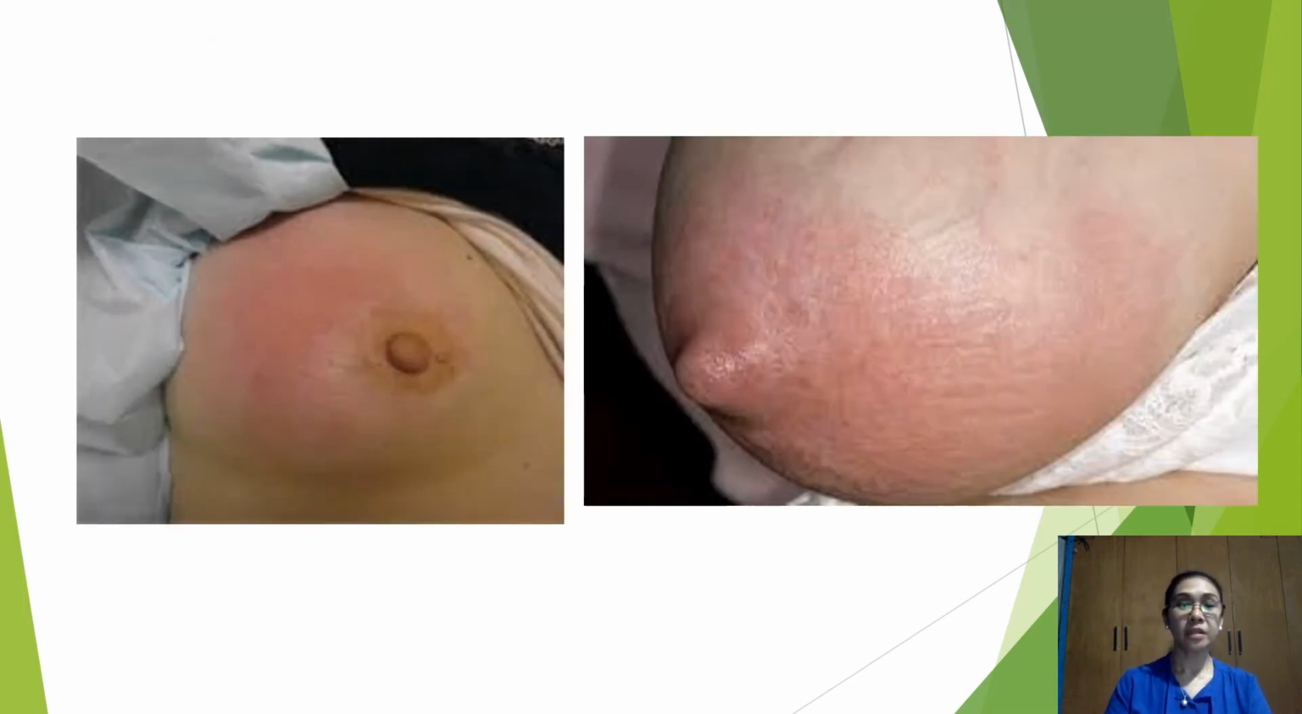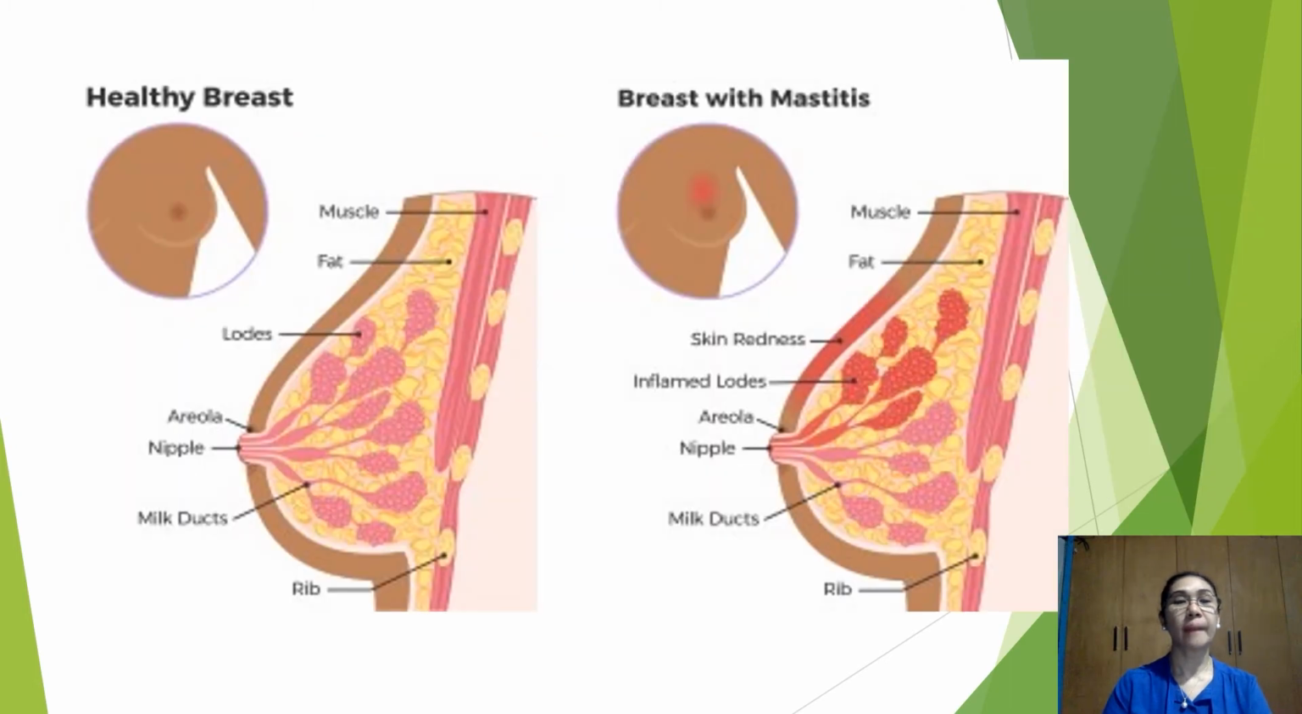This is a picture of mastitis wherein you can have the swelling and tenderness on the area. Here's a comparison of a healthy breast and a breast with mastitis. Take note in this area that there are inflamed lobes causing the skin redness.